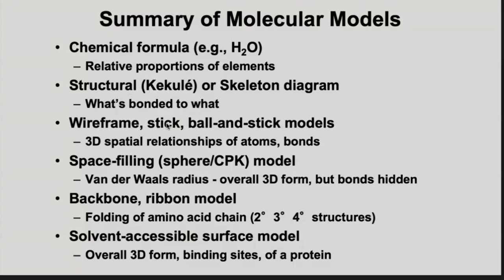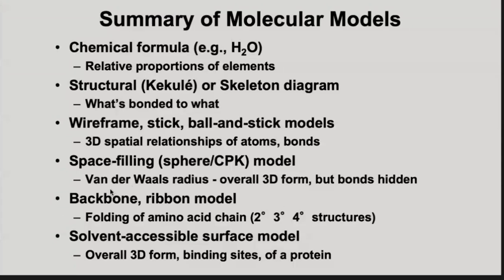We have things like wireframe models, stick models, and ball and stick models that show you the bonds between atoms and show you very clearly the 3D spatial relationships between the atoms and between their bonds. We have space filling models, also known as sphere models, or Corey, Pauling, and Koltun models, CPK models. This uses the van der Waals radius to represent the individual atoms, and it gives us a nice sense for the overall three-dimensional form of the molecule, but the bonds can be hidden. It can be very hard to tell which atom is bonded to which other atom.